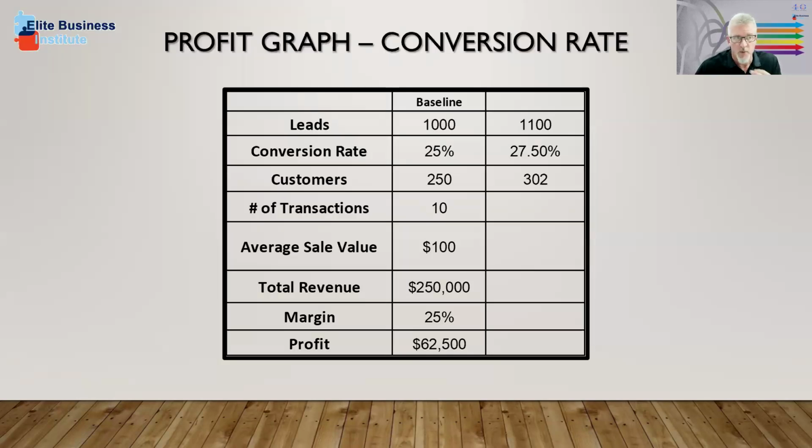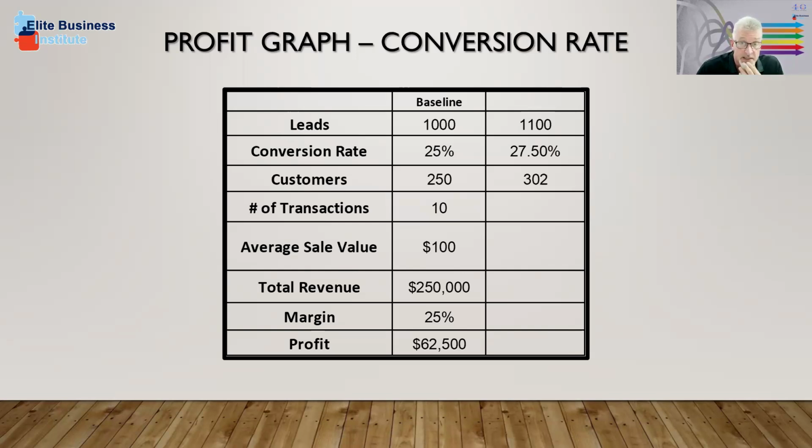So if we were to improve our conversion rate from 25% or 1 in 4 to just 27.5%, that's 2.5% more, right? 10% more, sorry. The number of customers that we were now addressing would grow from 250 to 302. So already we're starting to make more money.